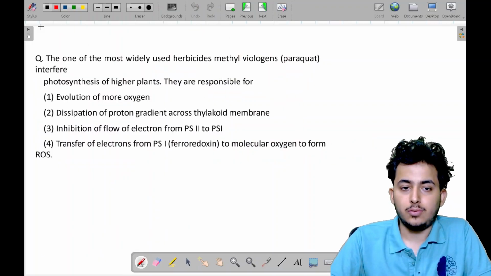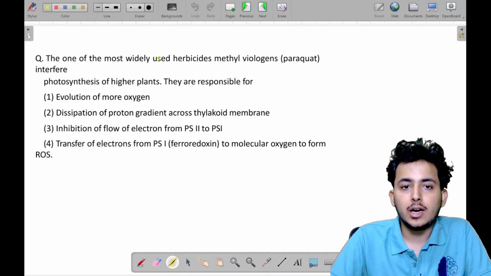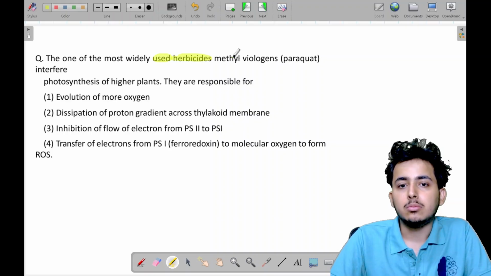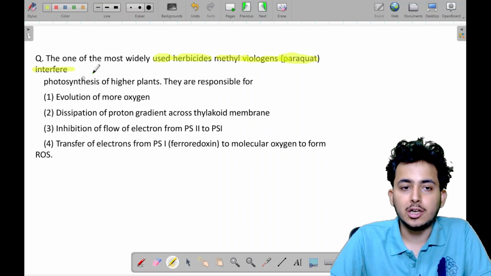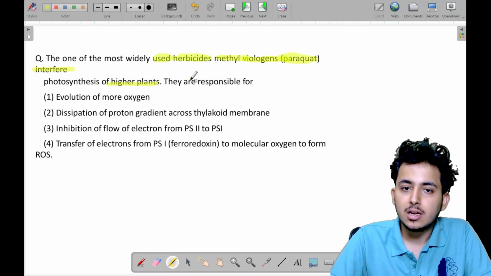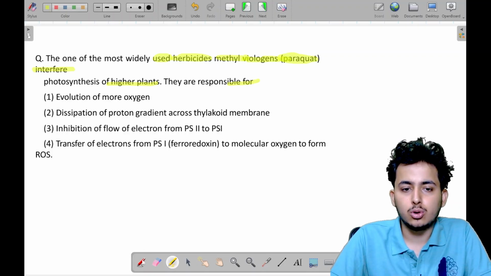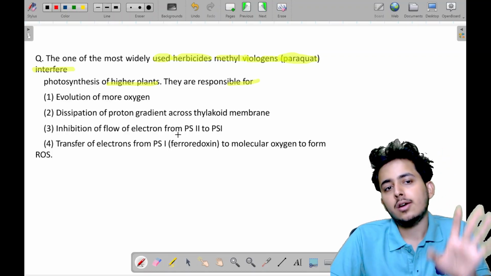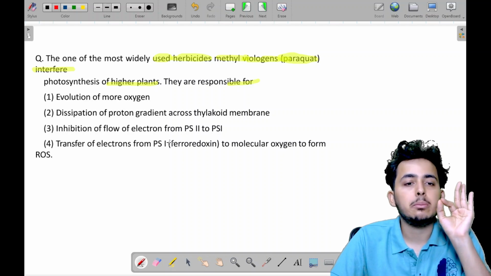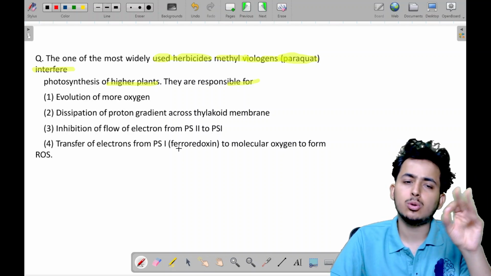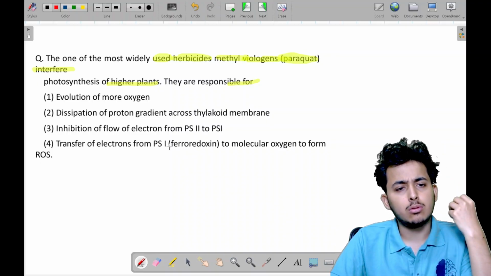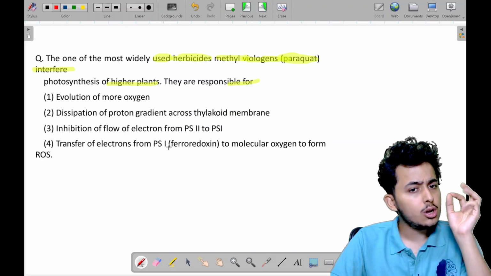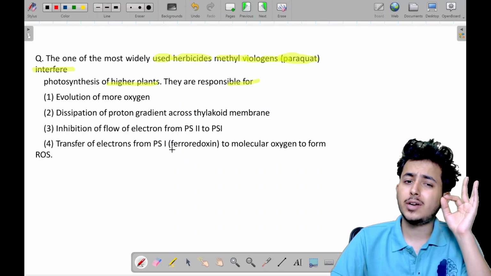So the first question: one of the most widely used herbicides, methyl viologen, that is paraquat, interferes with what? It interferes with the photosynthesis of higher plants, and they are responsible for evolution of more oxygen. So guys, tell me fast, okay? Whenever there is a question, we have to solve it within a minute, because CUET and GATB questions are really easy to solve. You have to read the question, understand the fact, and process it very fast. For that you need effective revision.